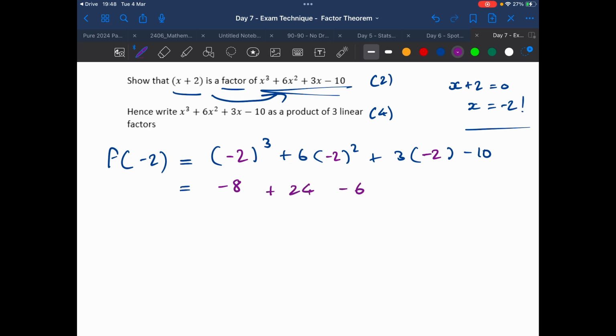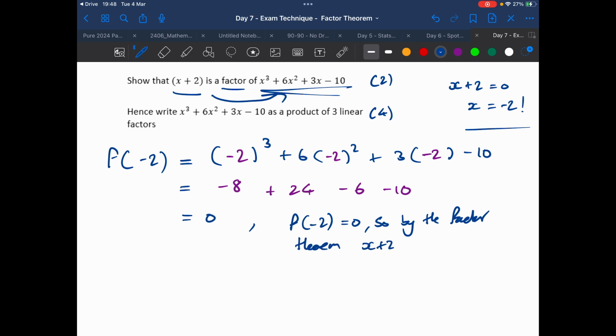Okay, and say then that is equal to 0. Here's our conclusion. F of minus 2 is equal to 0. So by the factor theorem, x plus 2 must be a factor. And that's it to get a very easy 2 marks.